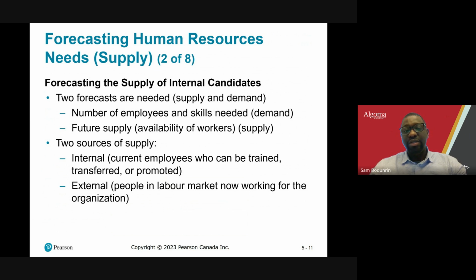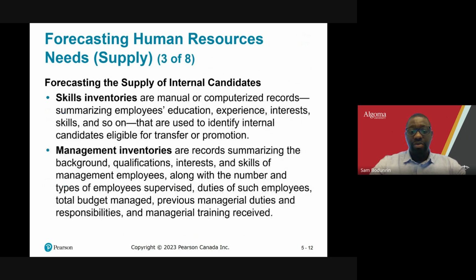So two forecasts are needed: the supply and demand forecast. It's ideal to know the number of people we need and how we can get them. Is it internal? Can we get them internally from the existing employees that we have, or do we have to go outside, look outwardly, advertise and get more people to join our organization?